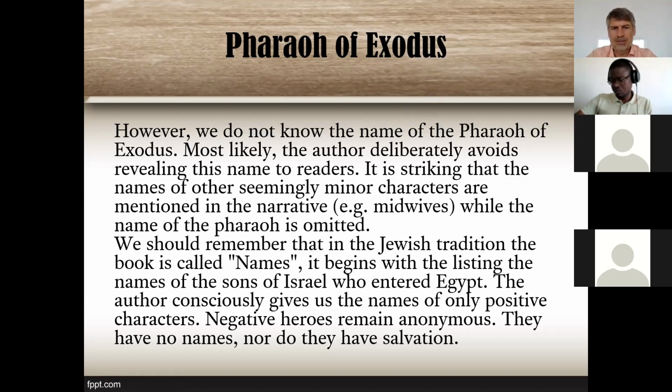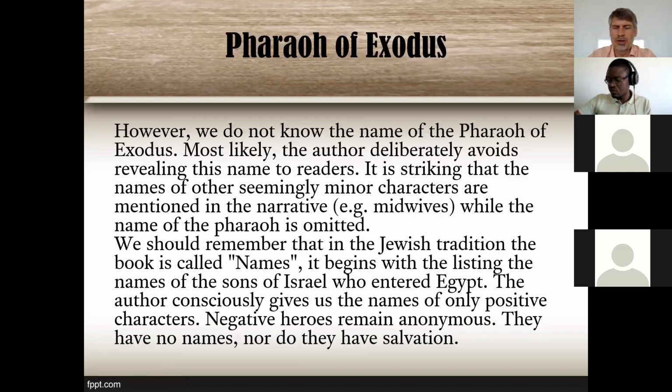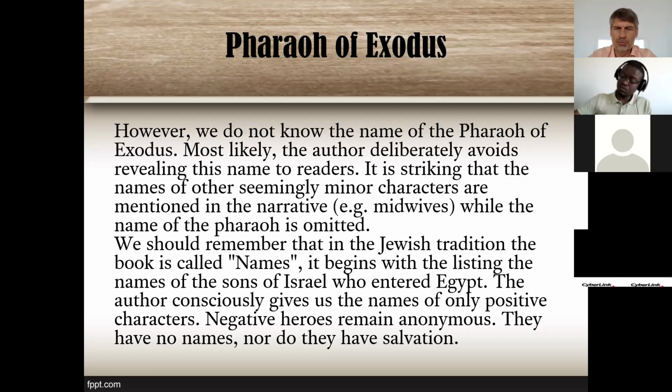And maybe it has a meaning that the names of the midwives are mentioned and the name of the Pharaoh is not mentioned. The author consciously gives us the names of only positive characters. Negative characters remain anonymous. They have no names and they do not have salvation. So that is why we can say that the Pharaoh of Exodus remains unknown. We don't know his name because he is just a negative character of the book.